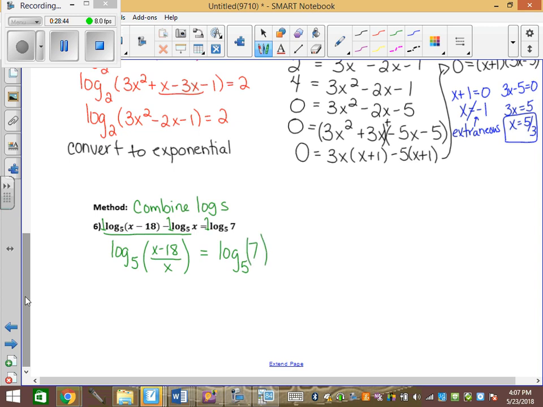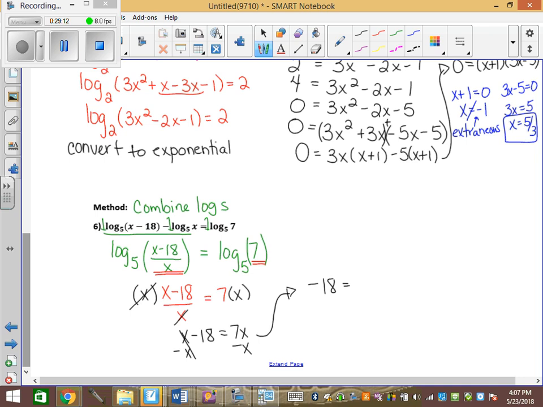From here it's easy. If log base 5 of this equals log base 5 of this, then it only makes sense that the two insides are equal. So we're going to have (x - 18)/x = 7. Solve. Multiply by x. x - 18 = 7x. Subtract x. Negative 18 = 6x. Divide by 6. x = -3. Check it, always, for extraneous roots.